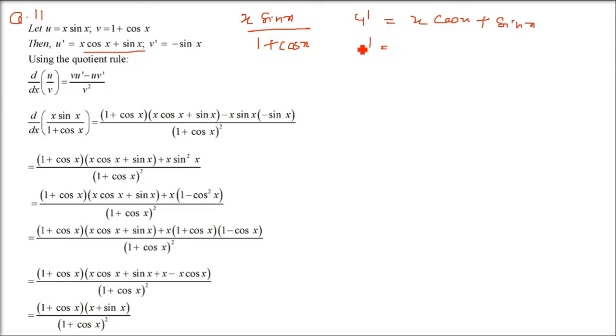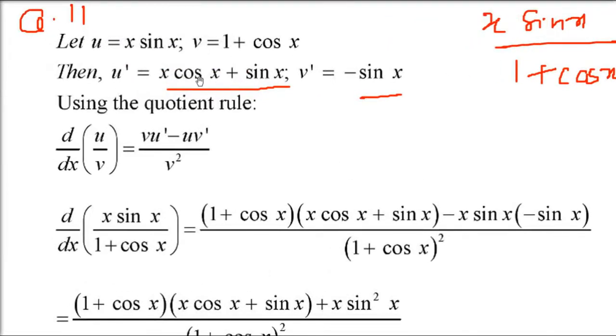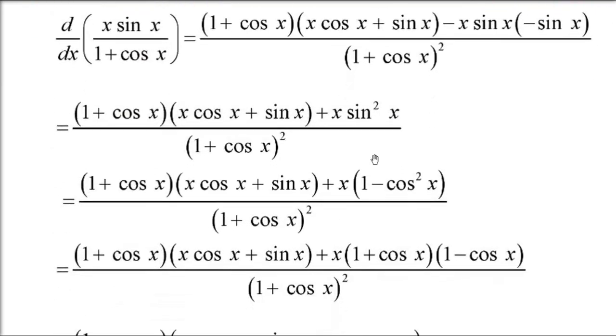And then we have v dash. So we have 1 plus cos x, the derivative of 1 will be 0, and of cos x is minus sin x. So this is u dash, v dash, and uv. I'll tell you here only. So v square in the denominator, then v multiplied by u dash, so x cos x plus sin x multiplied by 1 plus cos x, then x sin x multiplied by minus sin x. That will be eventually minus x into sin square x.